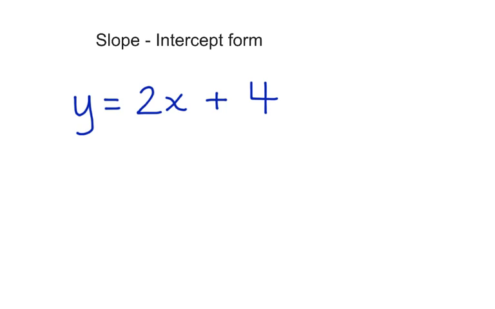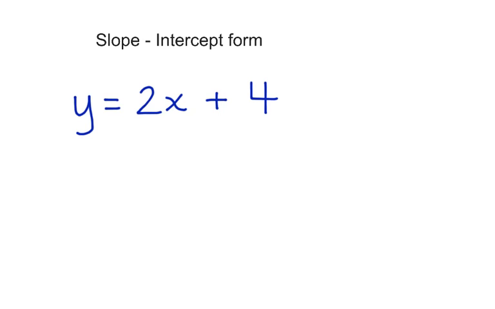You have learned how to graph a line using intercepts and by making a table. Here is another way. You can easily graph a line when it is in slope-intercept form. Do you know what that means? Let's take a look at an equation. y equals 2x plus 4.